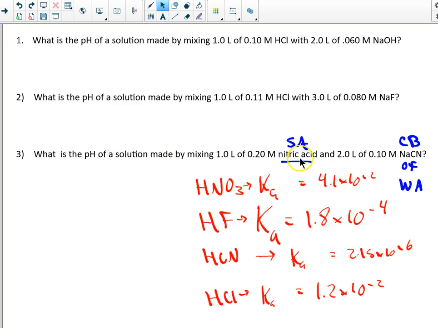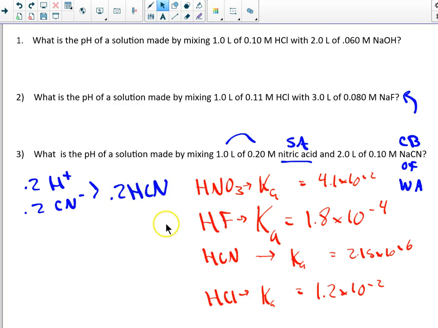Okay, here I have a strong acid. This will produce the conjugate base of a weak acid, right? So this could be a lot like this problem. We got to check the math, though. 1 times 0.2, so that's 0.2 of H plus, right? 2 times 0.1 is 0.2 of CN minus. Ooh. What do we do if the numbers are equal? 0.2 moles of HCN. It's not neutral. They're equal. All right. So what do you do?